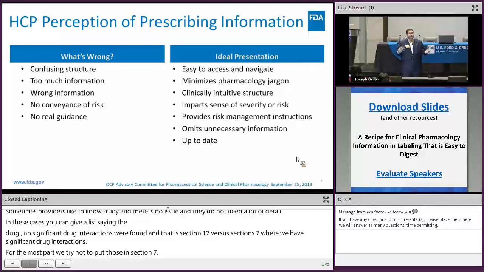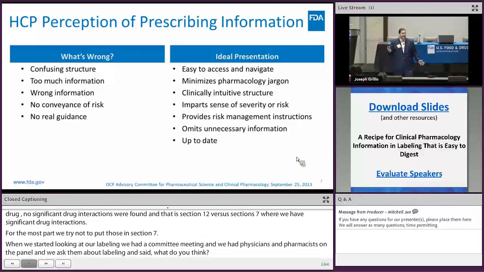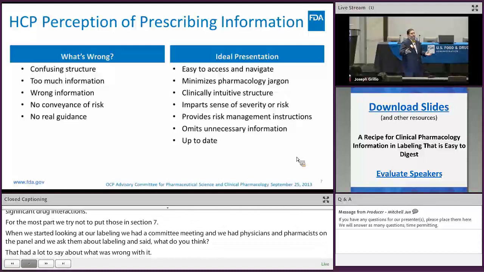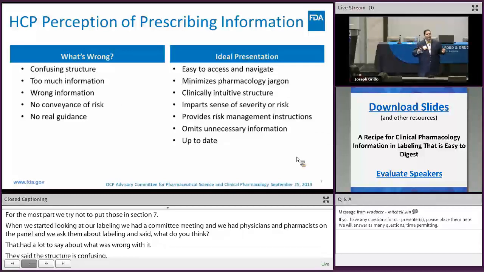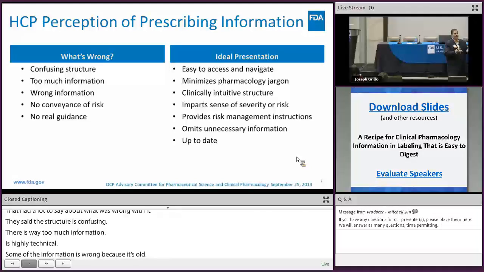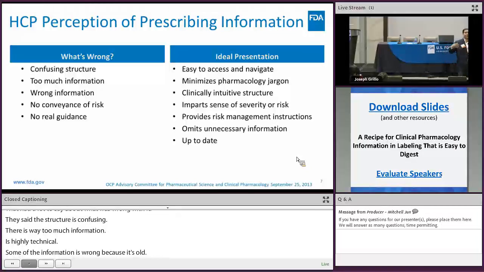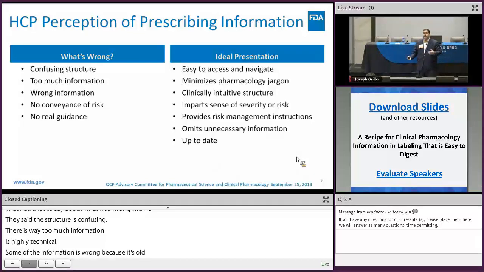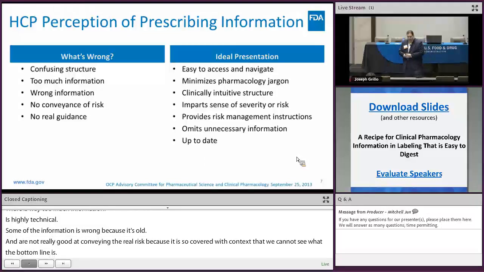So they said, well, the structure is kind of confusing. There's way too much information in there. It's highly technical. Some of the information is wrong because it's old and newer things have happened. You're not really good at conveying the real risk because it's so covered with context that we can't really see what the bottom line is. You're telling us there's a twofold difference, but what does that mean? Is my patient going to die or is my patient going to get a tummy ache? How I work on these things is going to change that a lot. So the bottom line was there's no real guidance here.